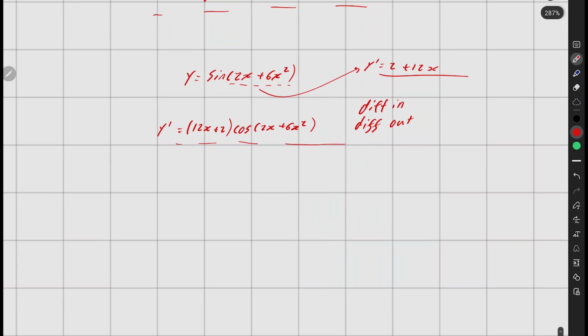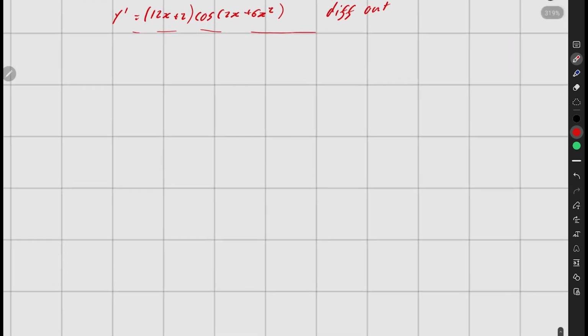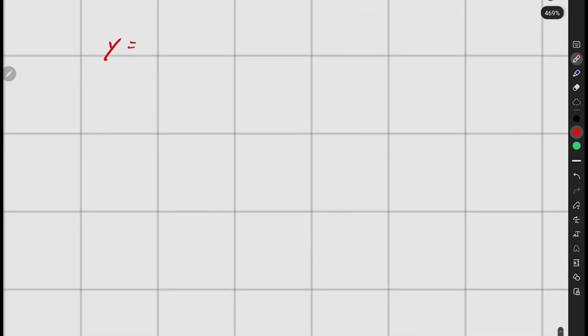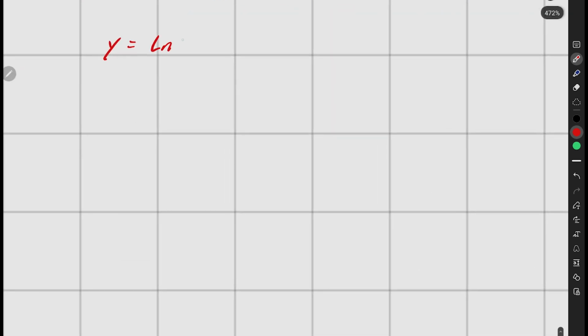So that's how you apply it to a trig function. Exact same would be if you had cosine of x. You'd be doing the same thing. And let's say next up, if we had y equals ln of 2x cubed plus 6x squared, then we'll just say plus 1.